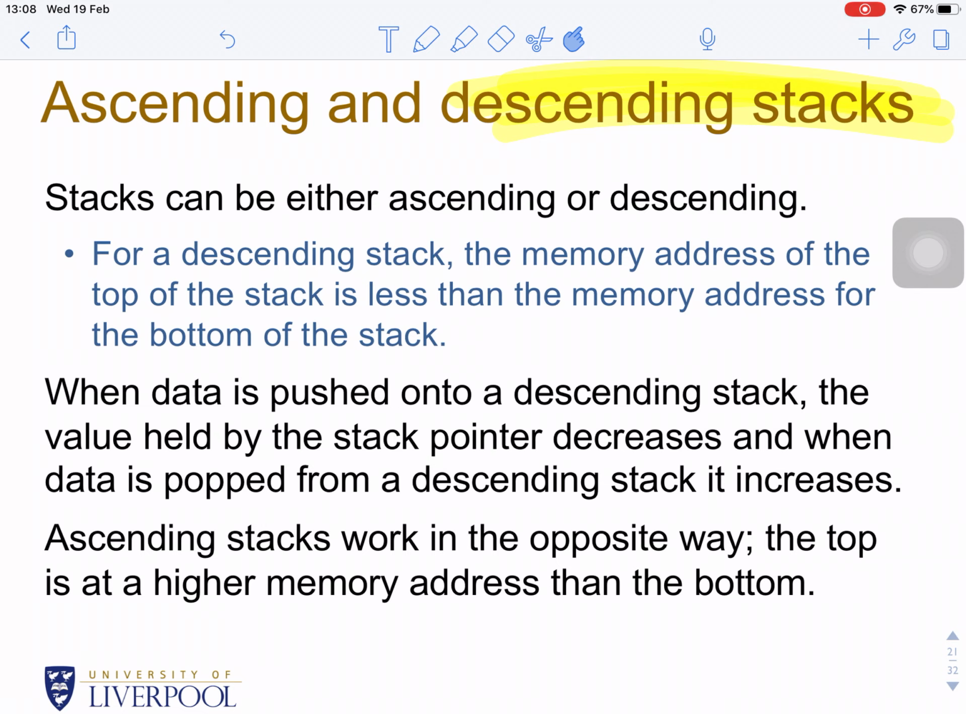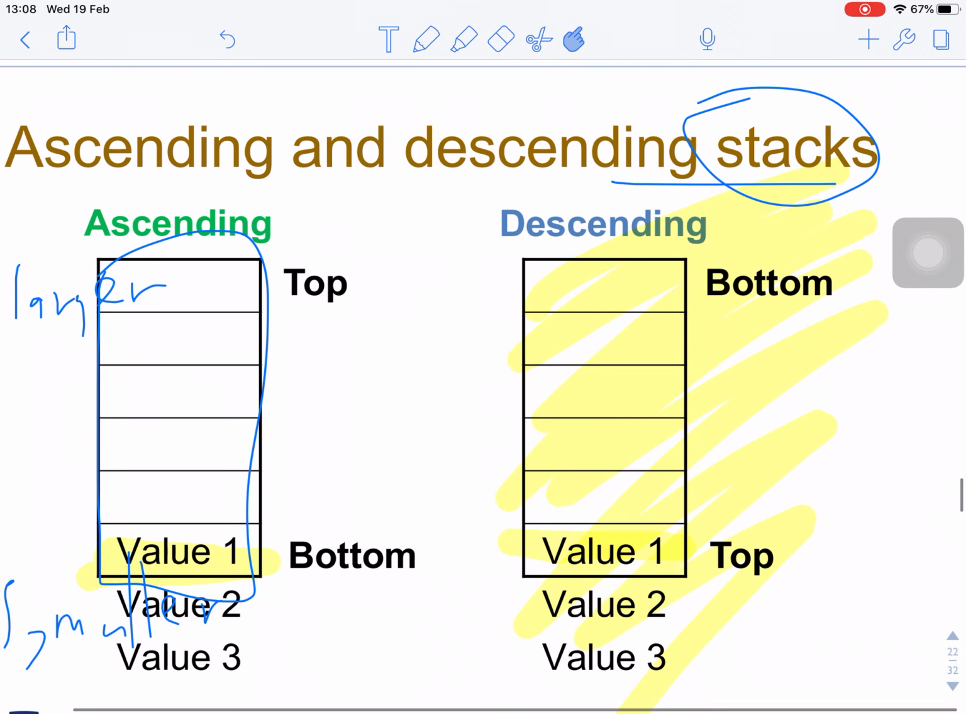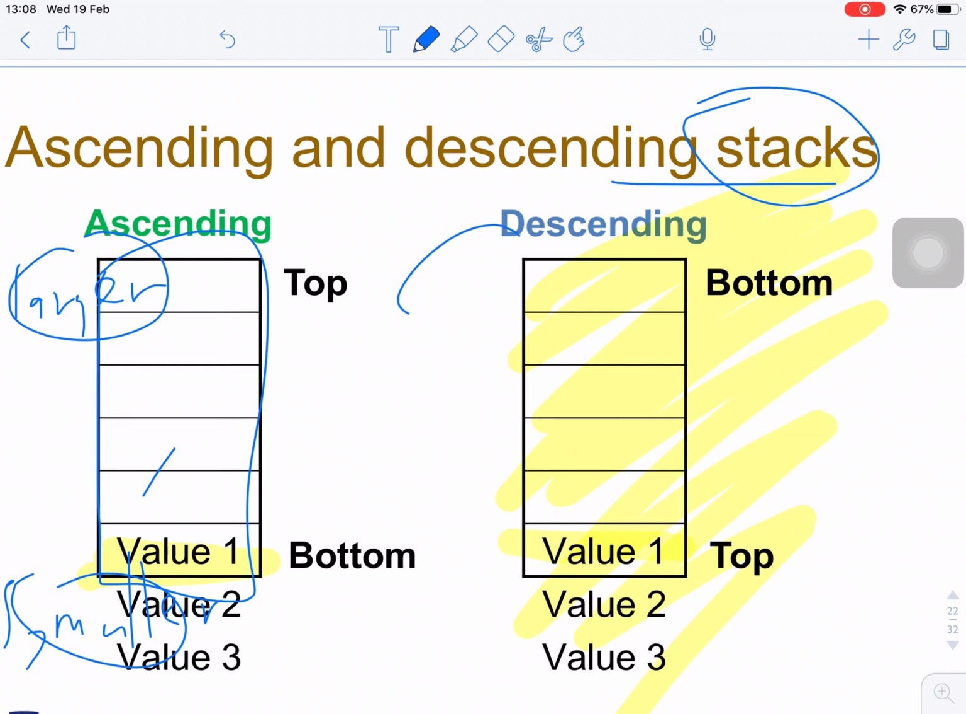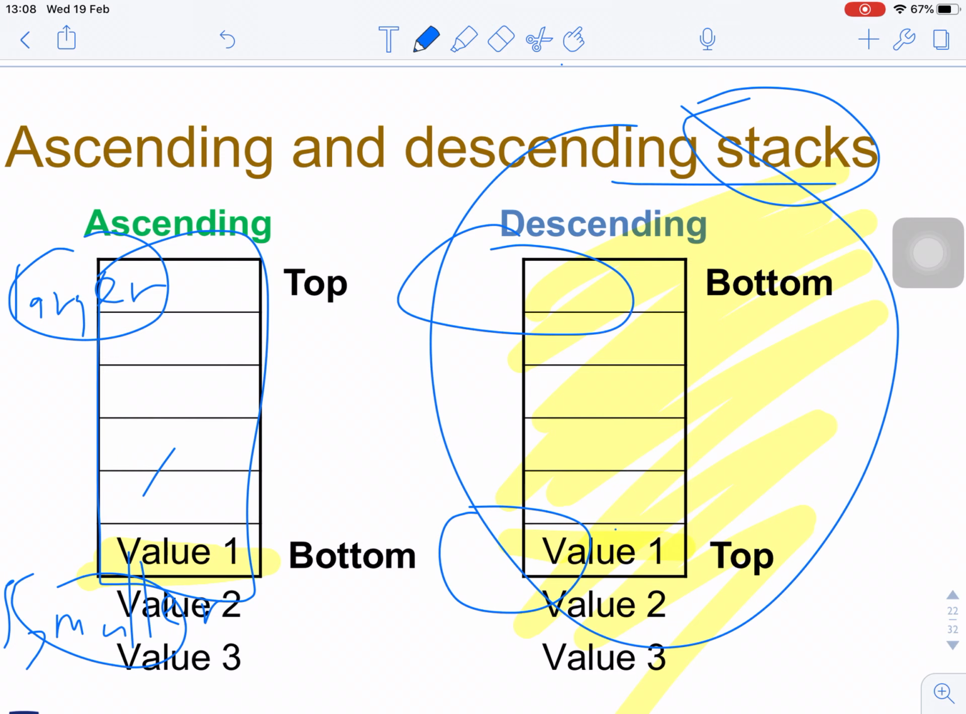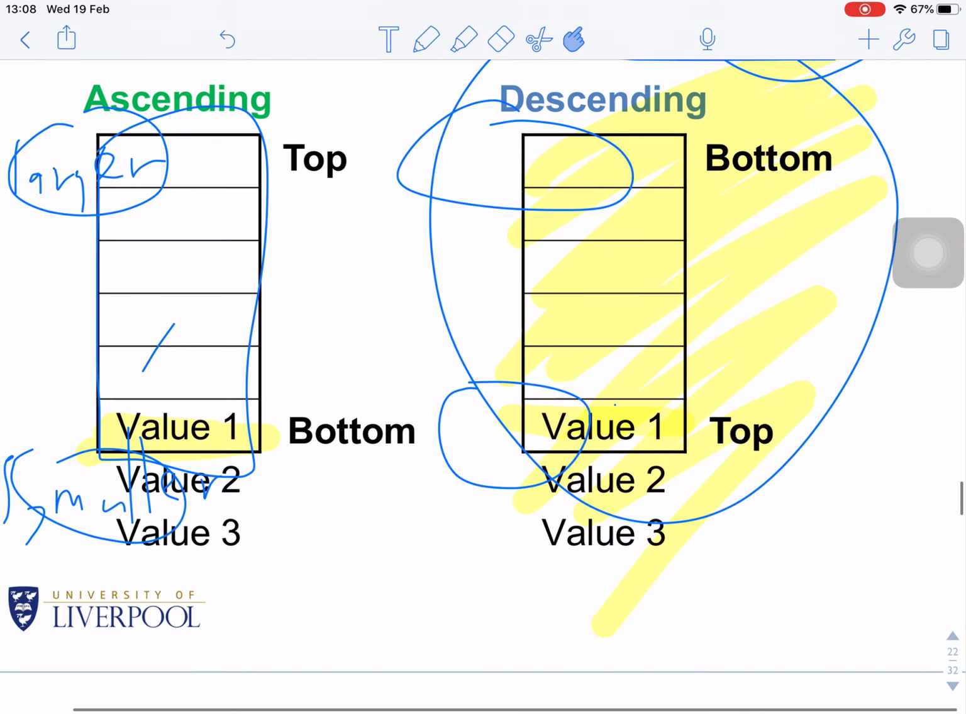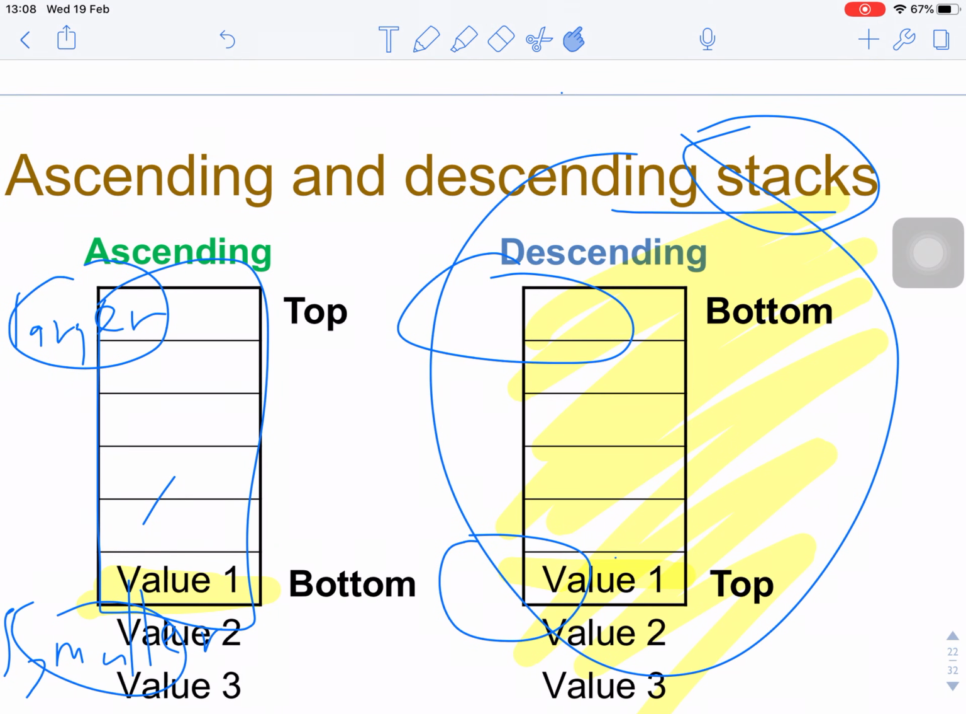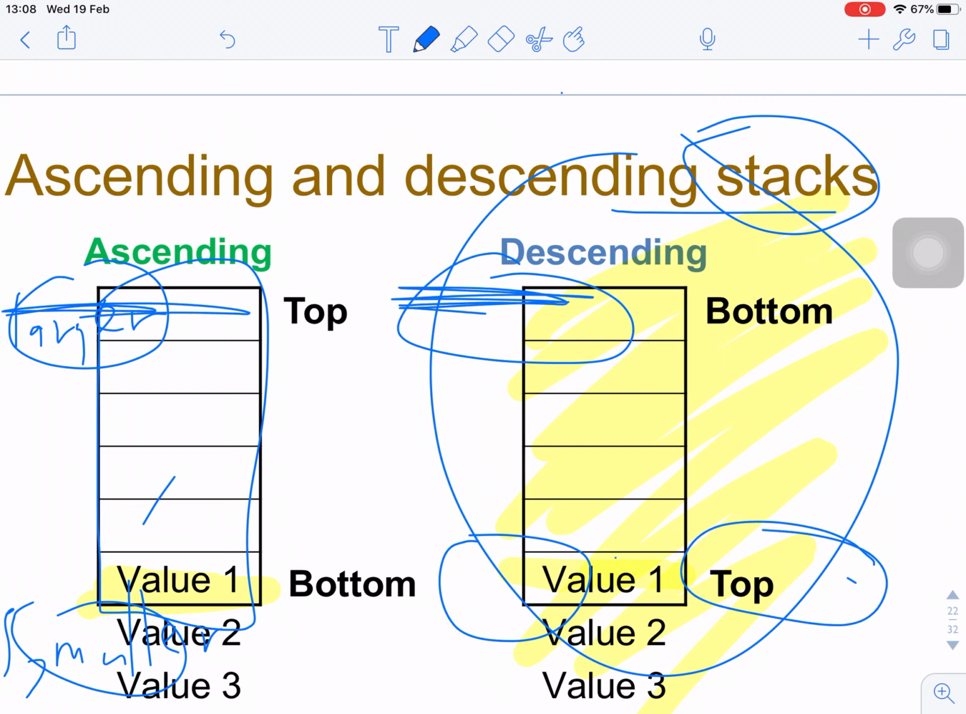Ascending stacks work the opposite way, and the top is at a higher memory address than the bottom. So the basic thing is that the memory address at one end is larger and at the other end is smaller. We are using the descending stack, but the memory address is the same. This address is the same as this one, but we define the top here and the bottom here. Okay, I see.